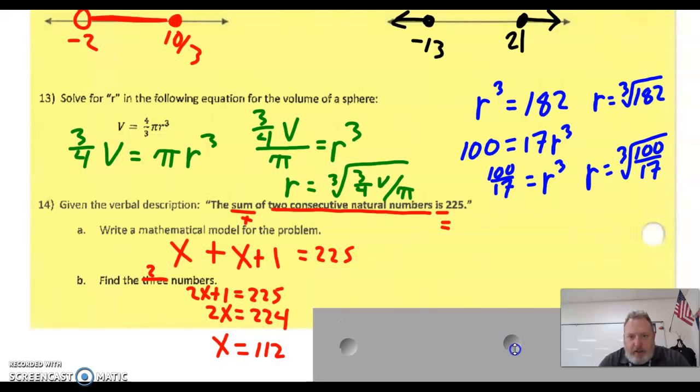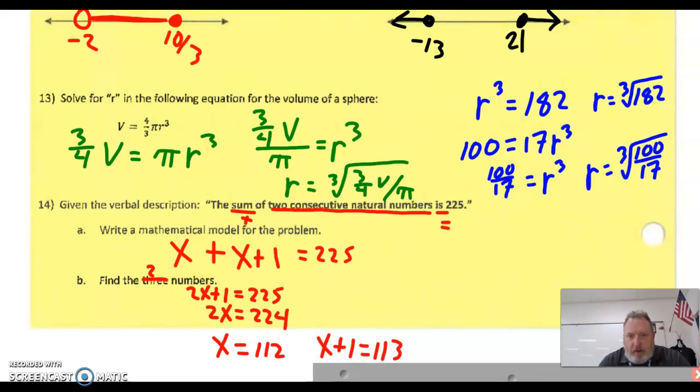All right, 14. Sum of 2 consecutive natural numbers. So consecutive natural numbers means they're in a row. So we've got x and x plus 1. They add up to 225. And this is a typo. It should say find the 2 numbers, not find the 3 numbers. So this is 2x plus 1. Move the 1 over, we divide. x is 112. x plus 1 is going to be 1 more than that, so 113. So again, that's a typo right there. It should say find the 2 numbers, and that's 112 and 113.